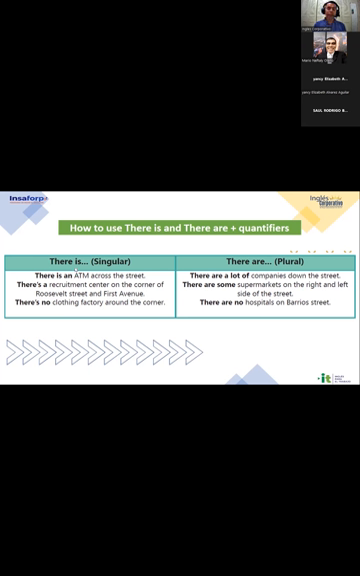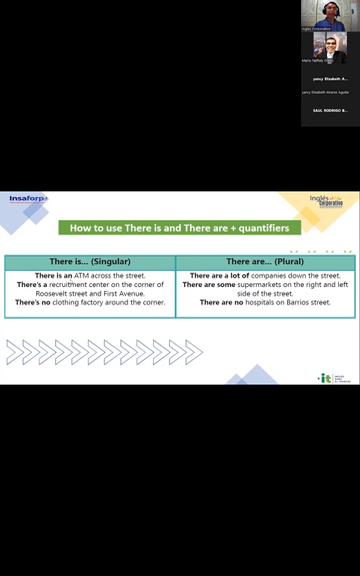Because you use there is for singular, and you use there are for plural, right? Singular, there is, hay un. And there are, hay algunos o hay unos, right? Okay, good. So there is for singular, and there are is for plural, right?